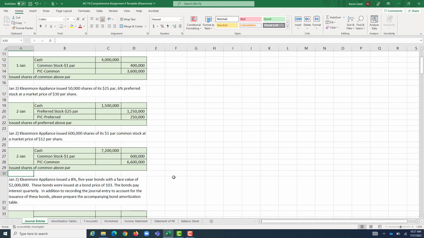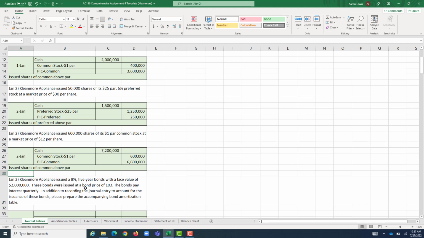So we're going to go to the open market and say, hey, we want $2 million. Who wants to lend us $2 million? We're going to pay you a little something extra in the form of this 8% interest on your end to make it worth your while to let us borrow this money. So Cleanmore Appliance is going to issue 8% 5-year bonds. These bonds have a face value of $2 million. However, we're not issuing them at face.